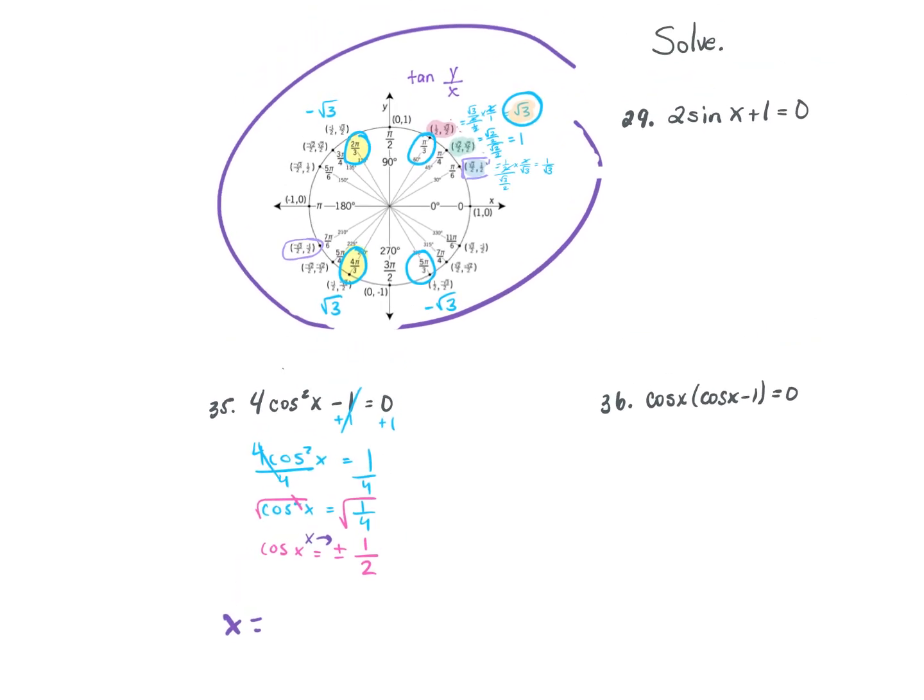So let's see, 5 pi over 3. Yep, that works. 5 pi over 3, 2 pi over 3, where else? 4 pi over 3, and pi over 3. Awesome.